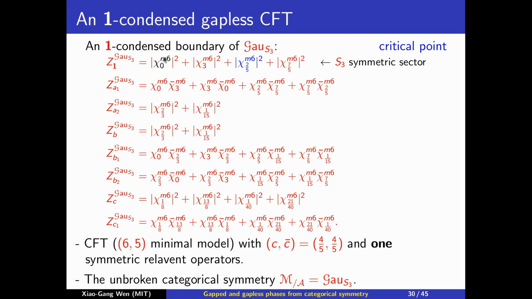And this one, I have to say, is one-condensed because the chi0 squared only appears in one sector. And this is the only symmetric relevant operator. These two operators are not relevant. So this boundary is pretty stable, with only one relevant operator, and the central charge is pretty low.